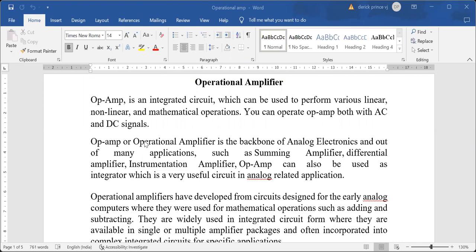Today's topic is from the electronics subject. Under electronics, this is the topic called operational amplifier. Actually, what do you mean by amplifier?